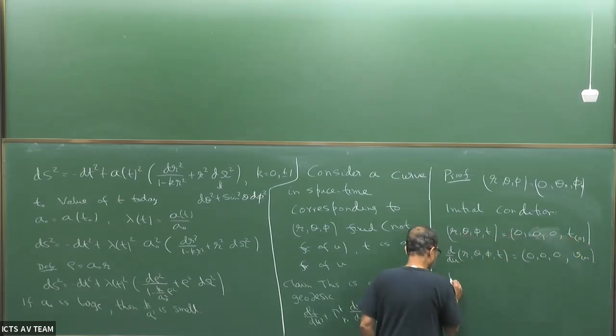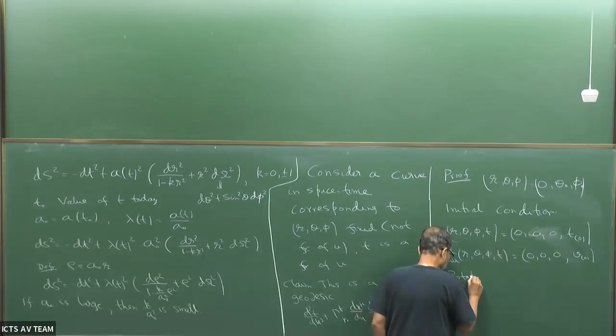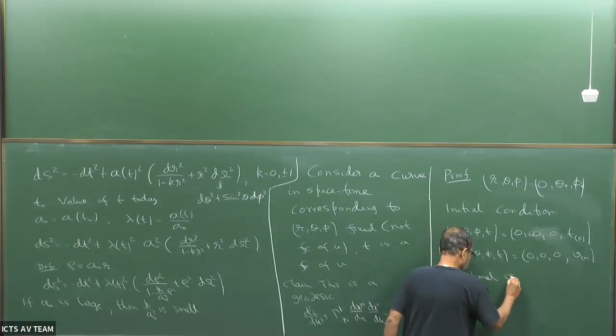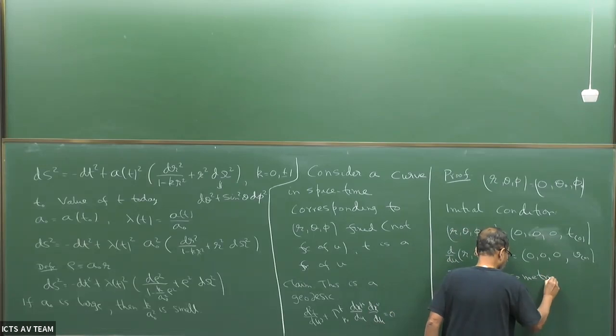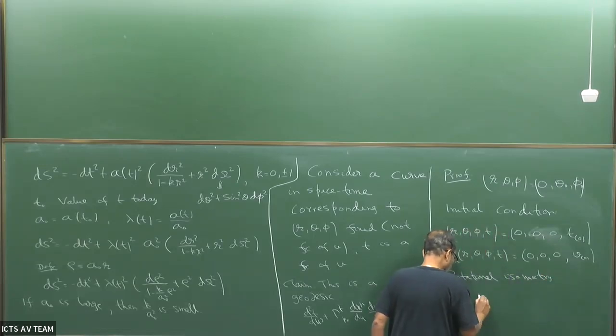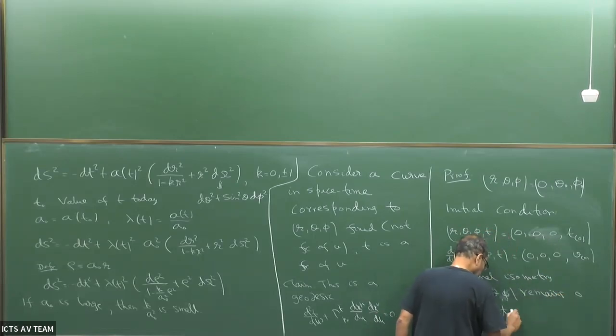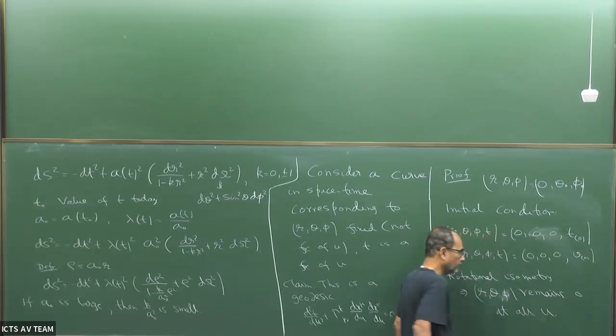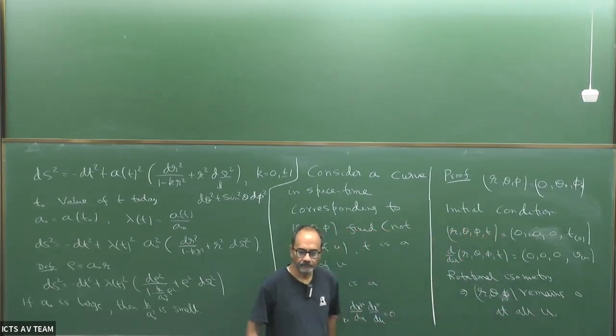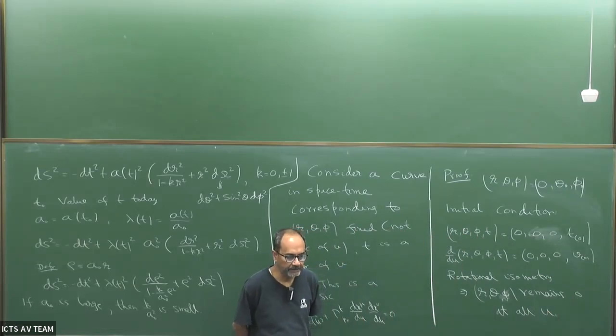So rotational isometry implies that r, theta, phi remains 0 at all time, at all u. Only t changes, because there is no isometry that prevents t from changing. Is this argument clear?